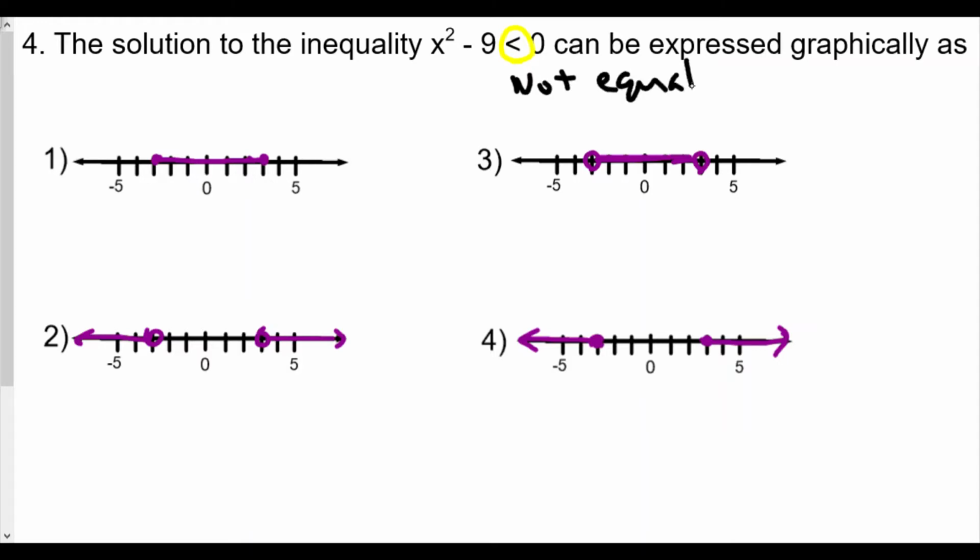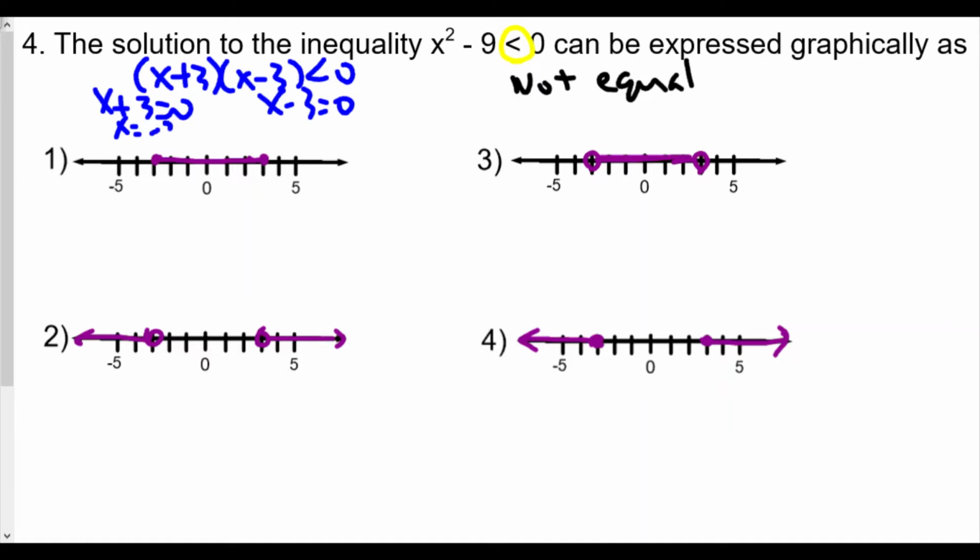Now, if we were to factor this, we would find x minus 3 times x plus 3 is less than 0. Okay? And that would mean in this case we'd have x plus 3 equals 0, x minus 3 equals 0, and so at the roots, x would equal negative 3 and x equals 3.